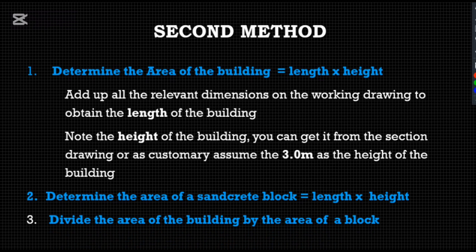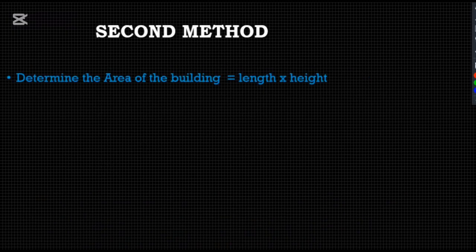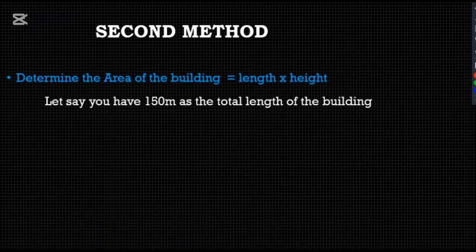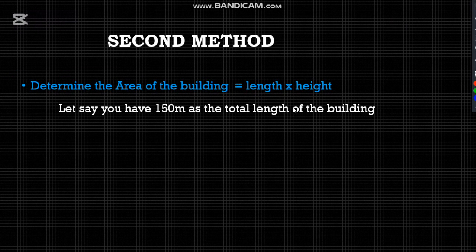Let's start with number 1. Determine the area of the building, length times height. Let's assume that after the summation of all the relevant dimensions in our working drawings, we were able to get 150 as the length of the building. Then how do we get the height? Remember I told you, head over to the section area of the architectural drawing to get the height of the building. But in case it is not there, assume the height of the building to be 3 meters. And that's exactly what you do. So how do we get the area? Multiply the length, which is 150, by 3. We have 450 square meters.